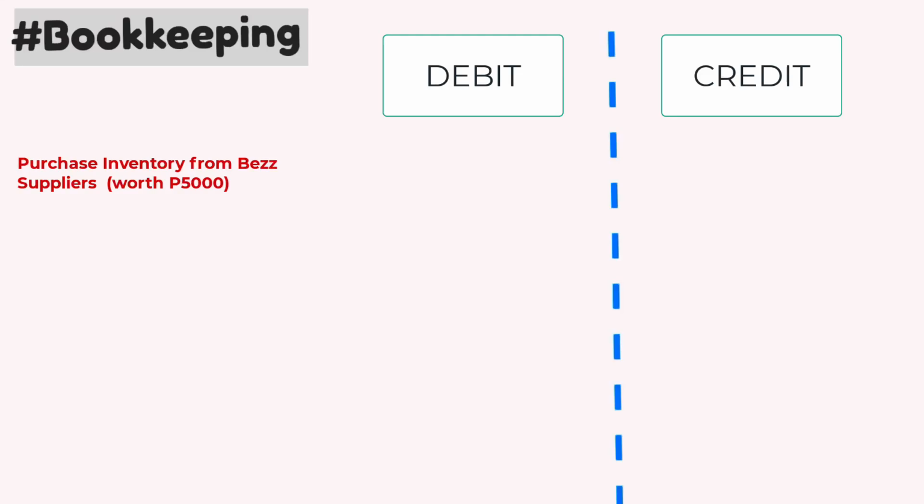The transaction is bought 5,000 worth of inventory. In this transaction, the right question to ask is what asset you are parting away with, and that should go on the right side. The asset that we are parting away with is cash, diba? It will be on the right side, worth 5,000.